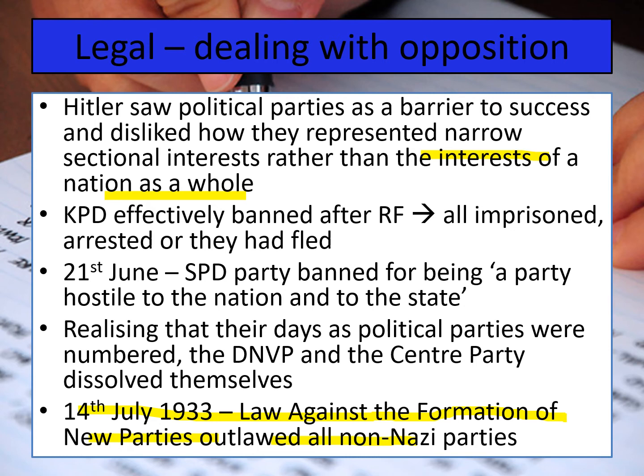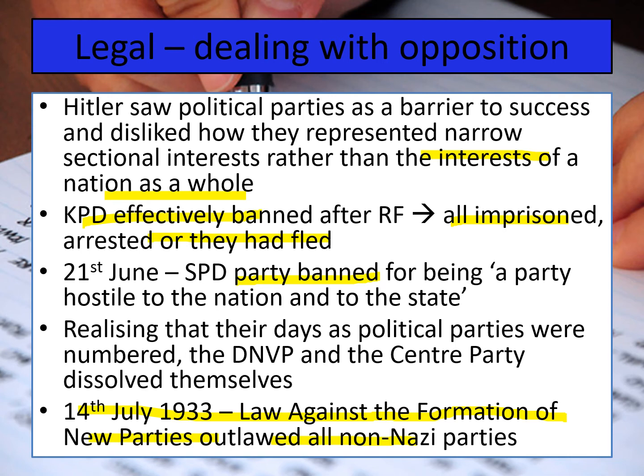So essentially, after the Reichstag fire, the KPD were effectively banned. Remember that they had the emergency decree, the Decree for Protection of People in the State from the 28th of February, where they were able to arrest 4,000 communists within a week. So by the time we get to even March, all KPD members had essentially been imprisoned, arrested, or had fled to other countries. On the 21st of June, after the SPD had voted against the Enabling Act, the SPD party were banned for being a party that was hostile to the nation and to the state, or at least Hitler's idea of what he wanted to create.